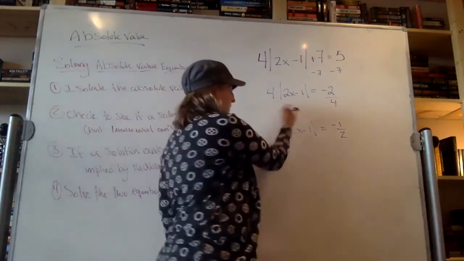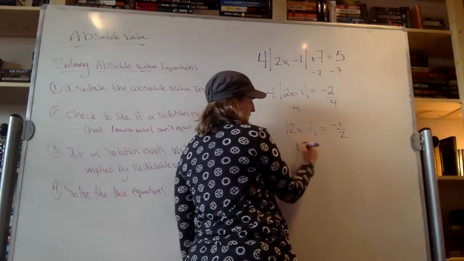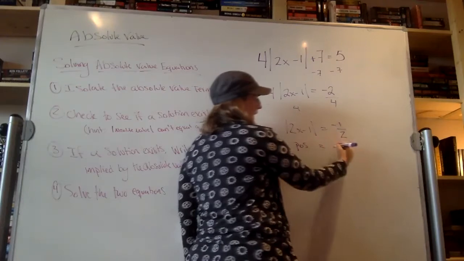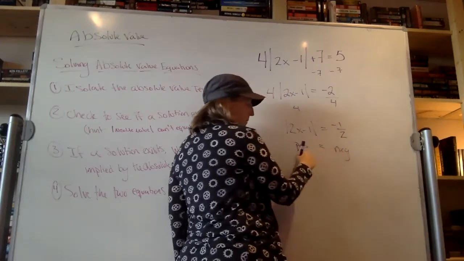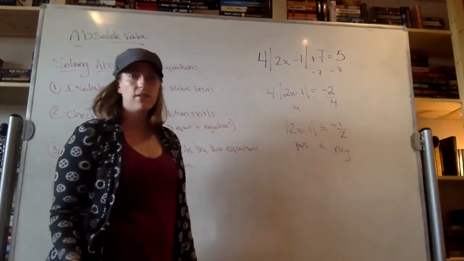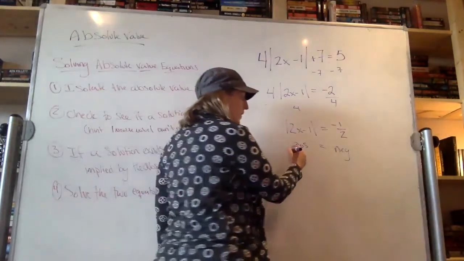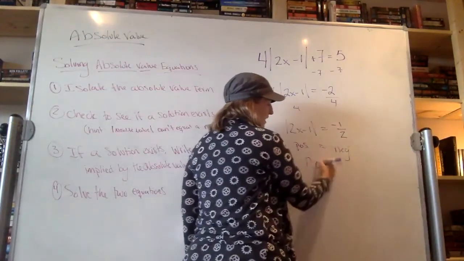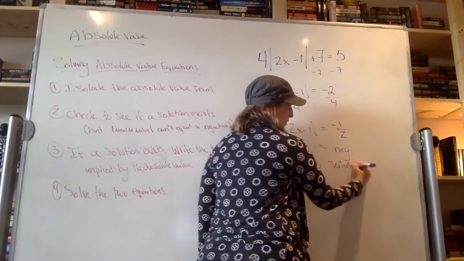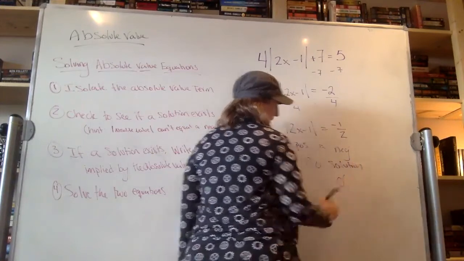So here we have the absolute value, which is always positive, equal to a negative number. Can something positive be equal to something negative? No. So that means we're done. We don't have to do more work. We know that the answer here is there is no answer, or no solution, or if you want to be fancy, the empty set.